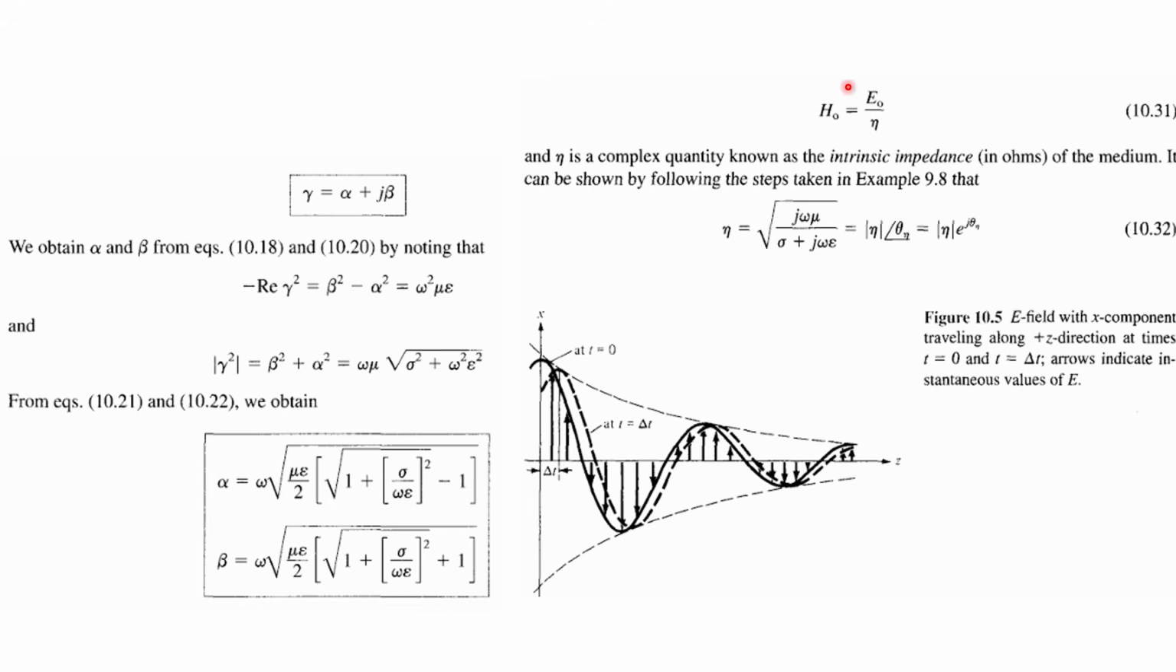Further, the intrinsic impedance, eta, can be written as E naught divided by H naught, that is the ratio of the magnitude of the electric field to the magnetic field. You can also rewrite it as the square root of j omega mu divided by sigma plus j omega epsilon. This is also an important result, but the values of alpha and beta are the most important results. Since I can't go back in the slides, please remember these equations for alpha and beta to go ahead.